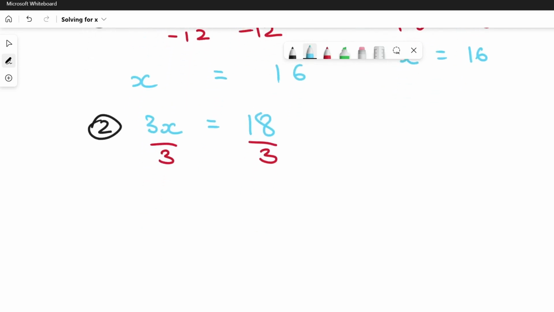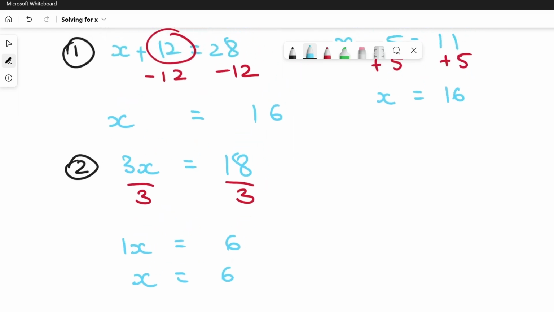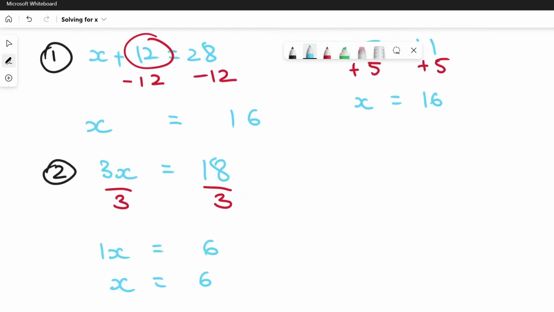So 3 divided by 3 is 1. So it's 1x equals 18 divided by 3, which is 6. So for people that don't know, 1x is just the same as x. So now we've got x by itself on the left-hand side and a number on the right-hand side. So we've solved for x for multiplication. And it's similar for division.